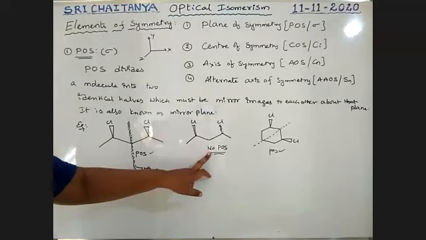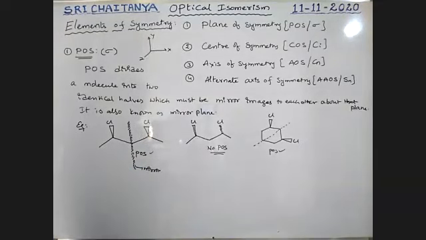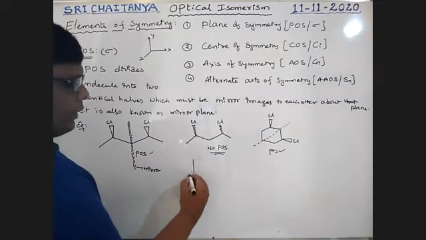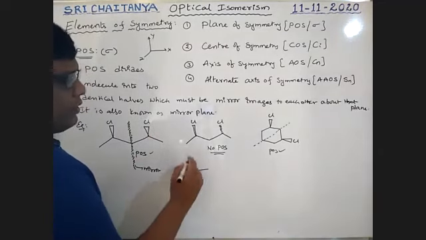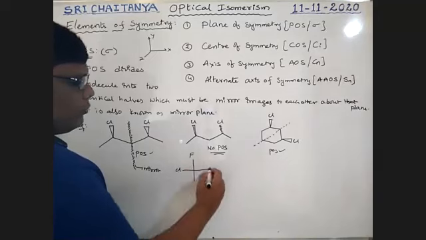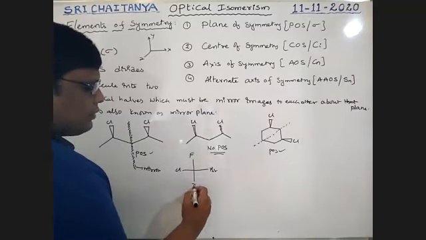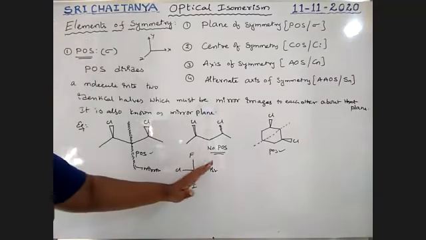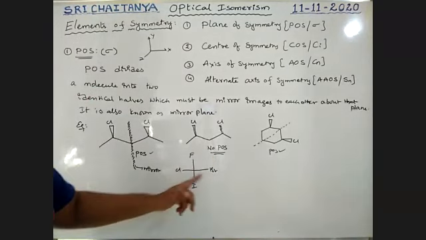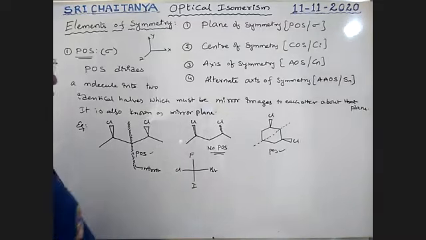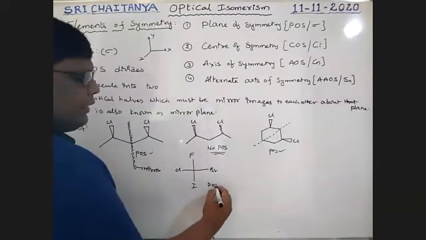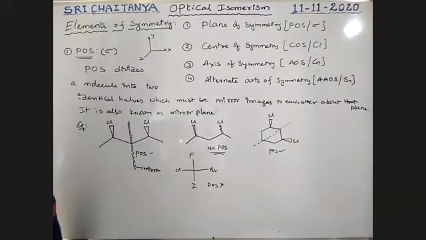It doesn't have a plane of symmetry. See here, I'm taking a carbon. It is a chiral carbon, boys. So it is fluorine, bromine, iodine. So is there any plane which cuts into equal parts? So I'm taking this one. It is fluorine, bromine, iodine. So no plane is there. Therefore, a plane of symmetry is not available here.